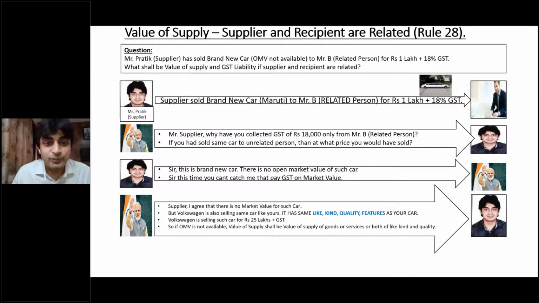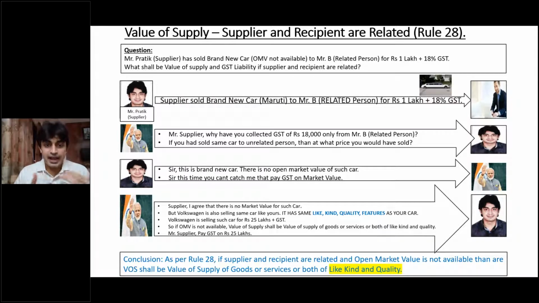So if open market value is not available, value of supply shall be what? Like, kind and quality. If open market value is not available, value of supply shall be what? Like, kind and quality. So I cannot escape. I will have to pay GST on 25 lakh rupees.